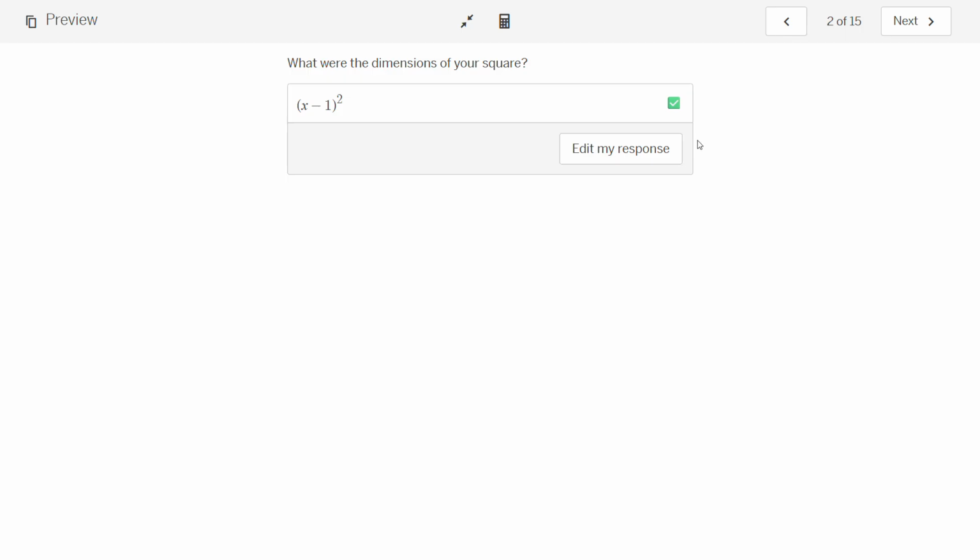And it's just kind of reminding us in terms of squares and perfect squares, because that's the goal of this lesson, to talk about perfect squares. We've been dealing with perfect squares for the last few days.